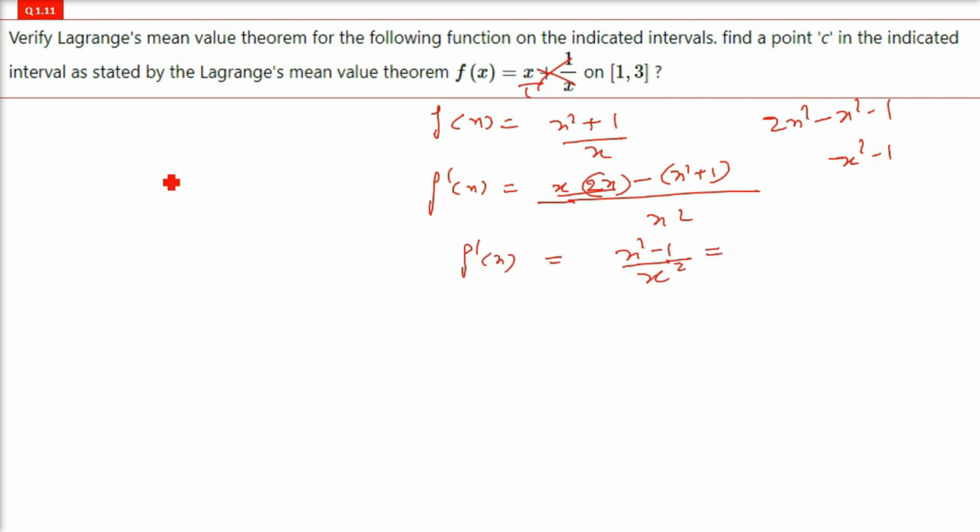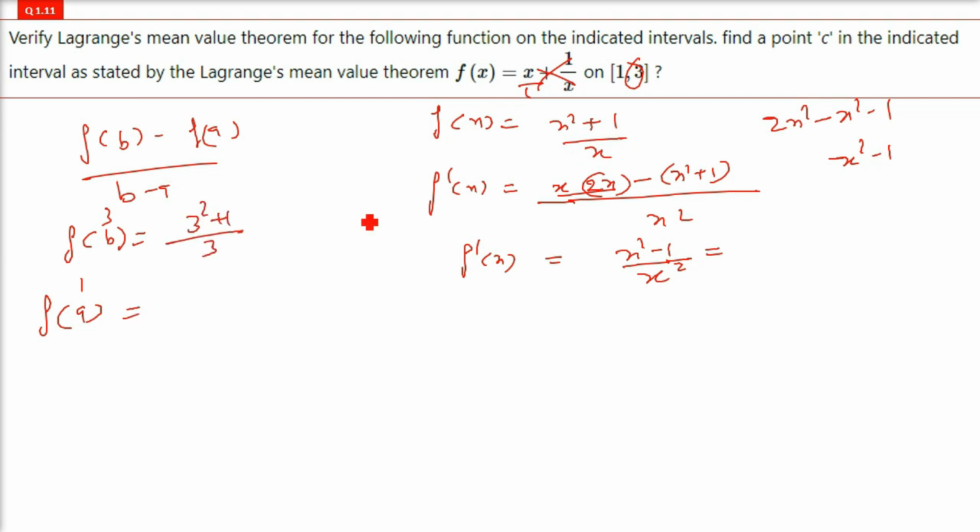You have to equate it with f of b minus f of a by b minus a. You have to take b as 3, a as 1. So f of 3 minus f of 1 divided by 3 minus 1. Let us put it here. f of b is f of 3. So you can take x square plus 1 by x. So 3 square plus 1 by 3, and 1 square plus 1 by 1. Please remember, this is 10 by 3.